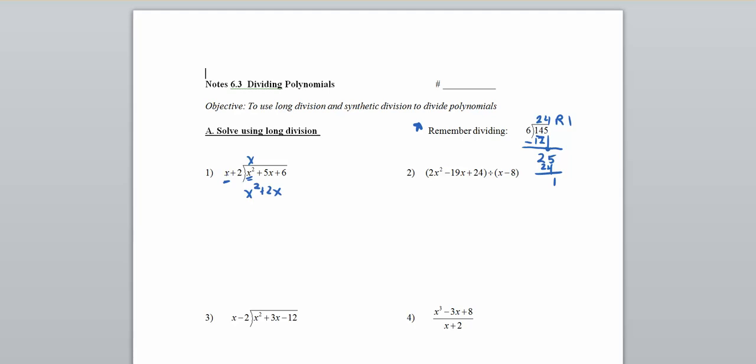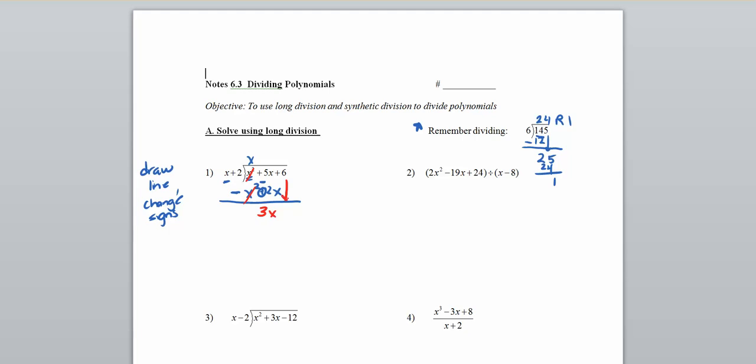Now, once you've multiplied x plus 2 times what you put up top, when I draw my line, I need to subtract, but you've got to be careful. As you draw your line, you're going to change the signs of the terms that you've written. So I'm going to change this to a minus, and this plus to a minus. I have to change my signs because essentially what I'm doing is subtracting. When I do that, the x squared minus x squared will go away. I have 5x minus 2x. That leaves me with 3x.